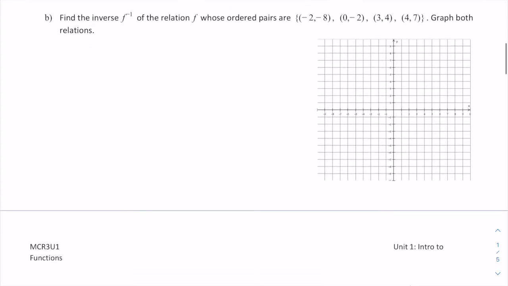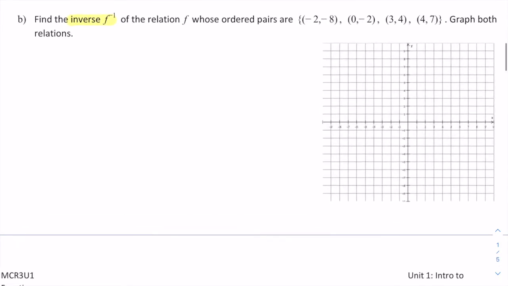For this next example, we're going to find the inverse again of relation f, whose ordered pairs are (-2, -8), (0, -2), (3, 4), and (4, 7). And then we're going to graph both of these. For this example, I'm going to do a table of values just to give you another way of seeing these written out, and it will make it easy for graphing.